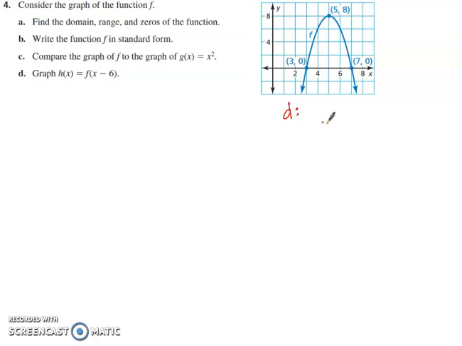So the domain here, we have a couple ways we can write it. We can either say all real numbers, or we can say the domain is on the interval from -infinity to +infinity, meaning there's no boundary on the left and there's no boundary on the right. So either way that you choose to write it would be okay.